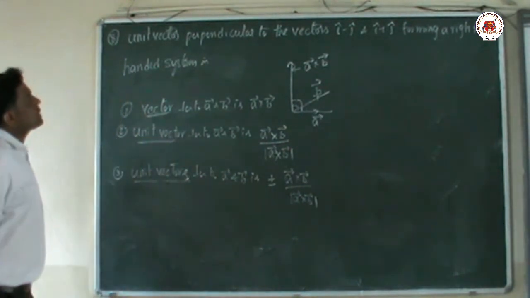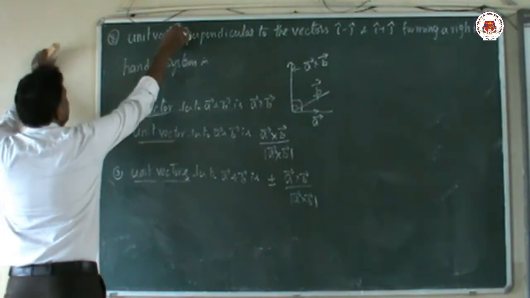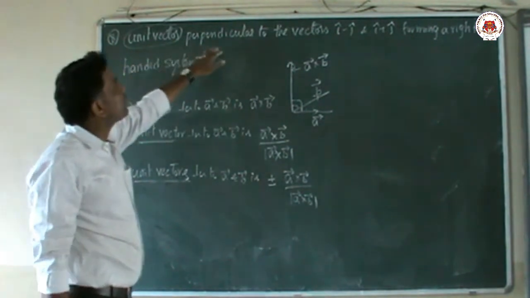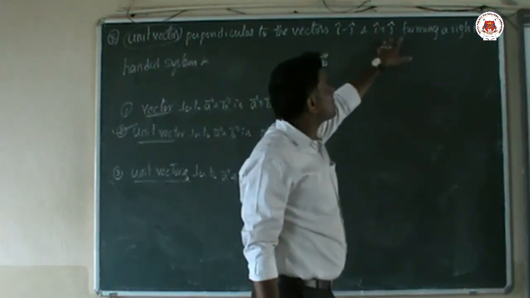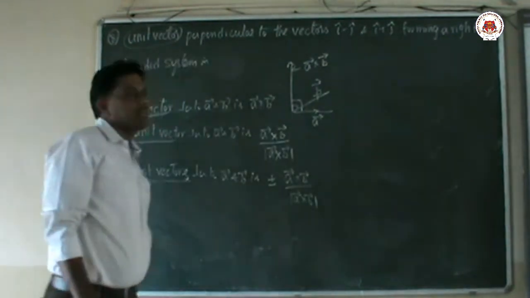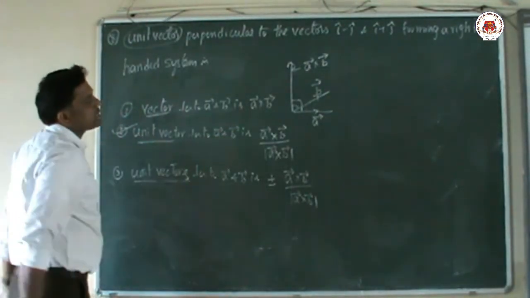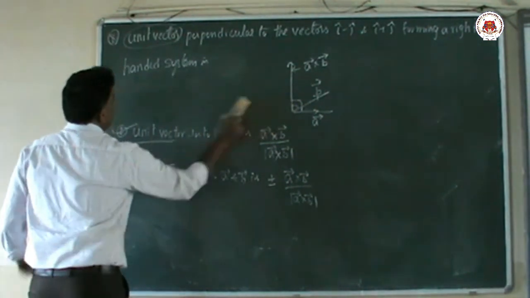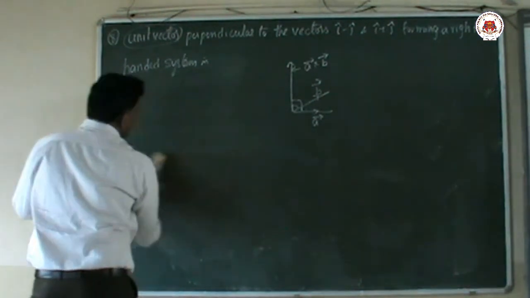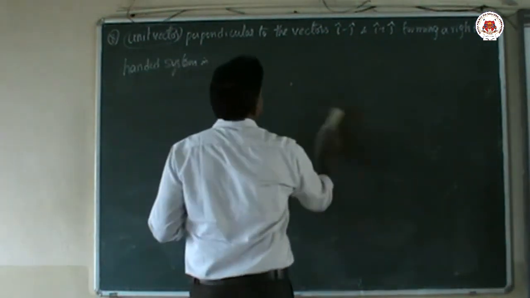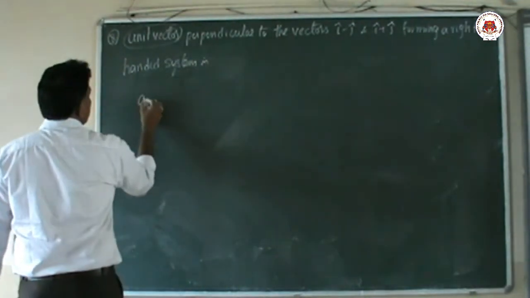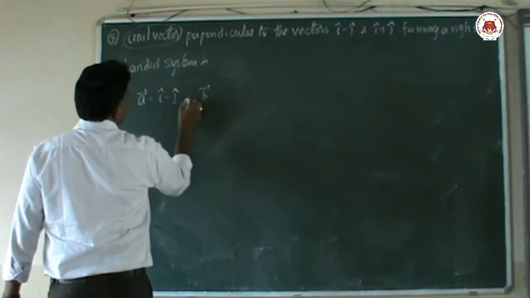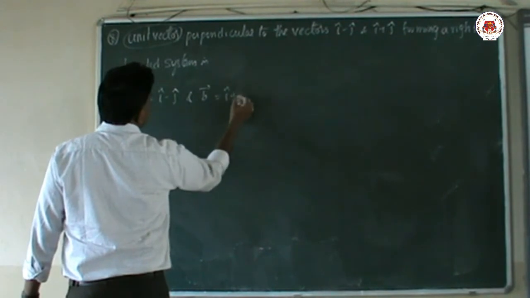Okay, now come to the question. He is asking only for a unit vector. Only unit vector means the second condition. So the unit vector which is perpendicular to this, this is the A vector and this is the B vector, forming a right hand system. So how to do it? This is the formula: vector A cross vector B by mod of A cross B. The second condition is used because he is asking only for a unit vector. So I am going to take the first one as a vector. Here what is the A vector? Vector A equals i cap minus j cap, and vector B, the second vector, equals i cap plus j cap.